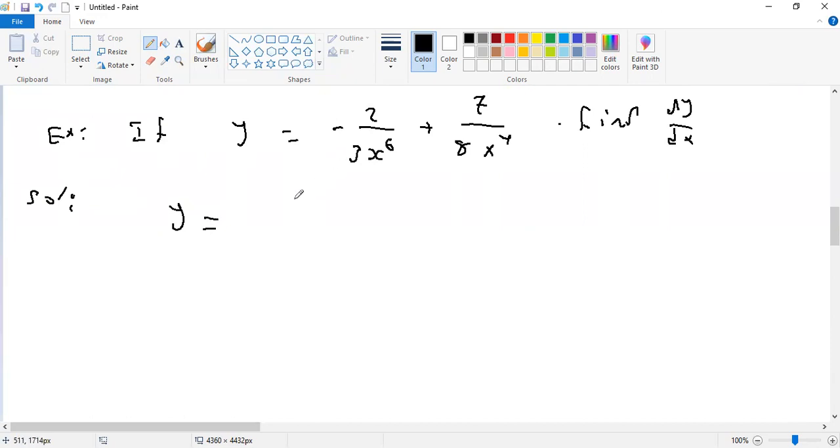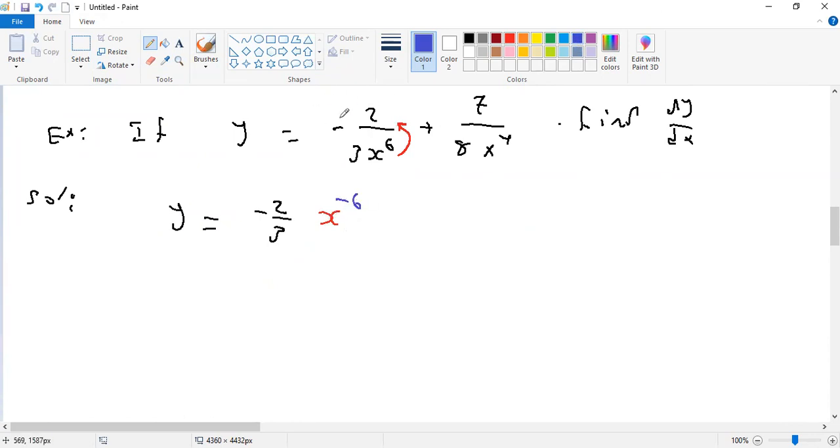So y is equal to... what is the k? K is negative 2 over 3. So this represents k in our formula. And then what about x? We have x, but you have to write it up. Why? Because it's kx, k times x, not k over x. So now this 6 will be negative 6.